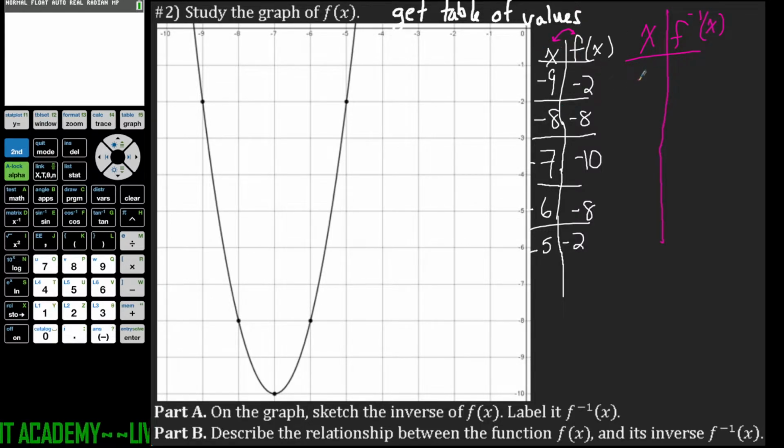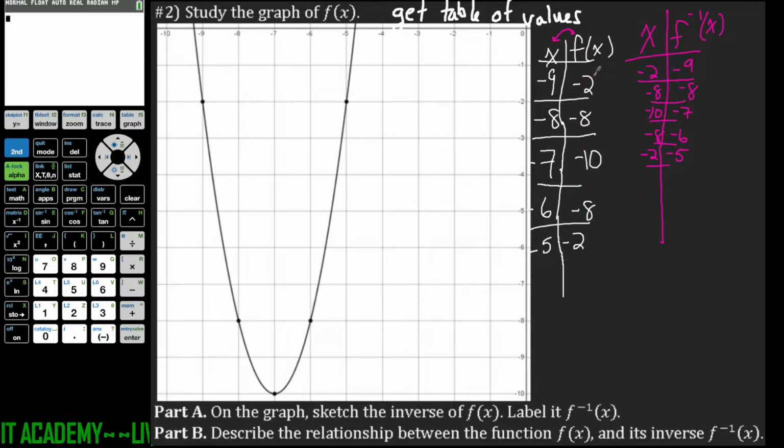So I can write one column at a time, so I'm going to do that. My x values are now my y values, so I have -9, -8, -7, -6, and -5. On my y values, I now have -2, -8, -10, -8 again, and -2. So be mindful, you're just switching the x and y values. Be careful when you're going back and forth.